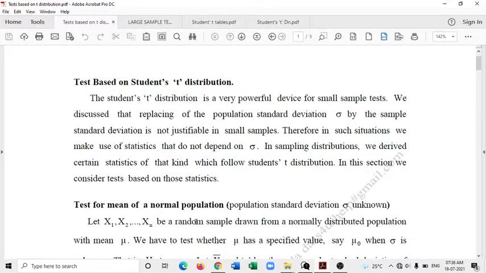In this video, we will consider the application of student t distribution in testing of hypothesis. The student t distribution is applied to test whether the mean of a normal population has a specified value, and also for testing equality of means of two populations, and then t-test for paired samples or dependent samples.